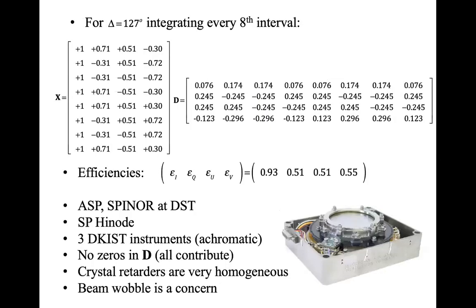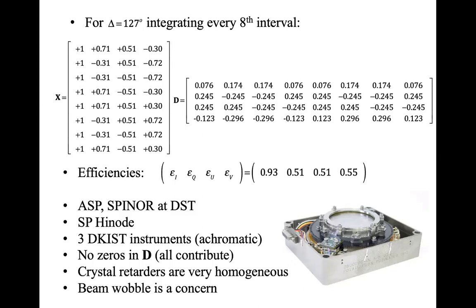I'll get to that. So this is what the Advanced Stokes Polarimeter did. If you take X, you can go through the math and the numbers there, and you get the modulation matrix. Then you go to the website, don't do the inverse, the Moore-Penrose inverse yourself, and the website gives you the demodulation matrix, which is here. Again, all of this adds to 1, all of this adds to 0, and there are as many positive as negative. This is what demodulation matrices always look like.